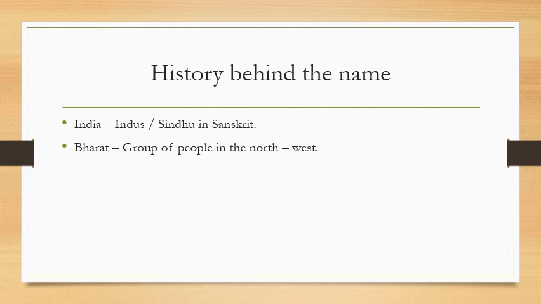Coming up to the next name, which is Bharat. This name was used for a group of people who lived in the northwest and who are mentioned in the Rig Veda, which is the earliest composition in Sanskrit. Later on, it was used for the name of our country.